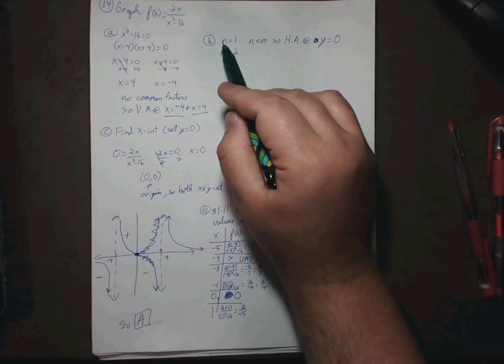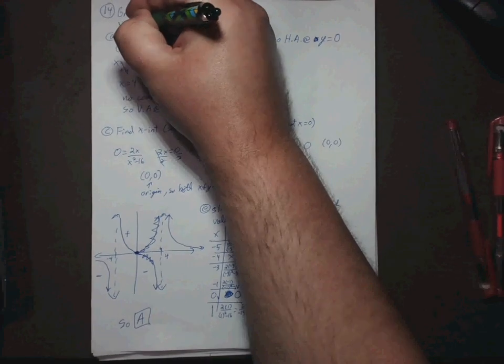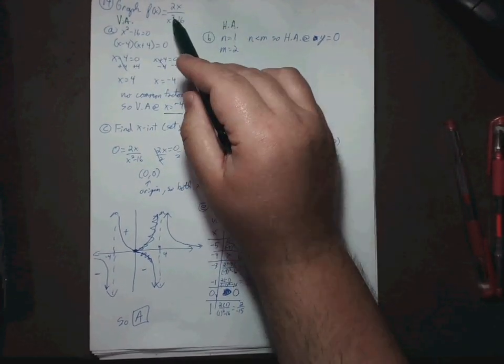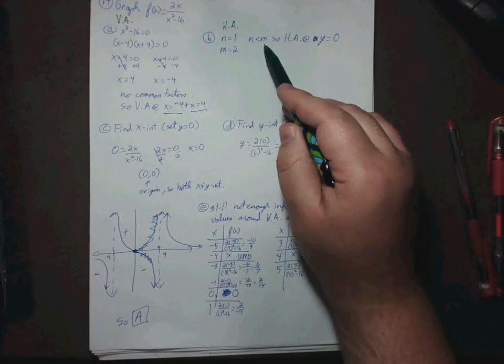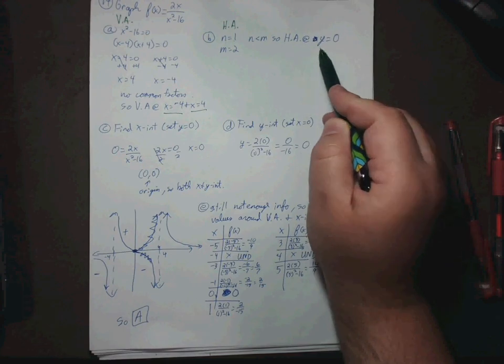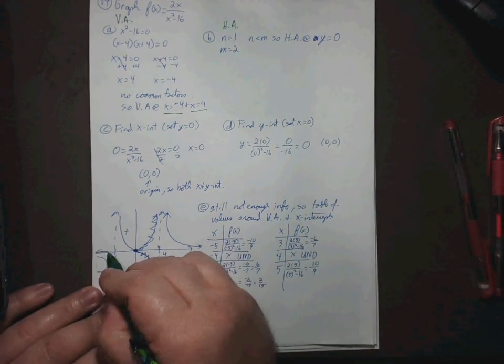Looking over here, B, the horizontal asymptotes. N equals 1 for the top, M equals 2 for the bottom. So N is less than M, top degree is less than the bottom, so the horizontal asymptote is at y equals 0. That's already drawn for us in the sense it's the axis.